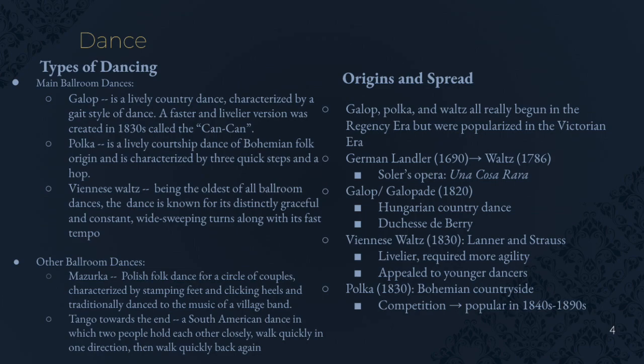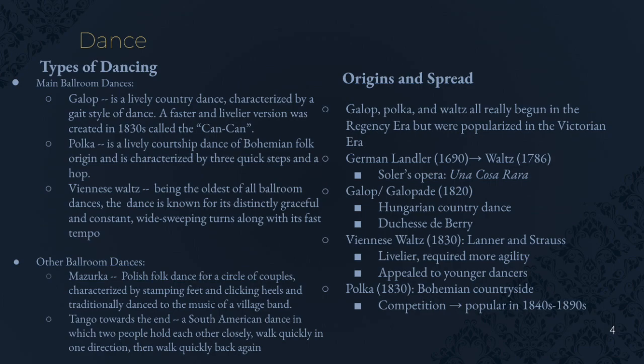Covering the types of dances which were popularized during the Victorian England era, there were three main ballroom dances, characterized by their standard or smooth style rather than the rhythm or Latin style. Beginning with the gallop, it is a lively country dance characterized by a gait style of dance, inspired by a horse. A faster, livelier version called the can-can was created in Paris in the 1830s. The gallop was particularly popular as a final dance in the evening.